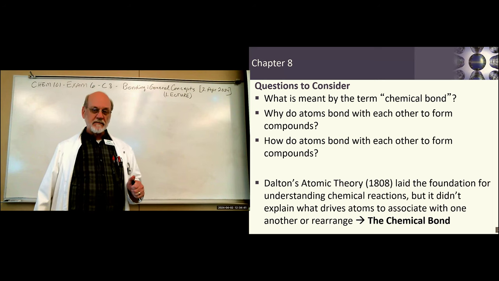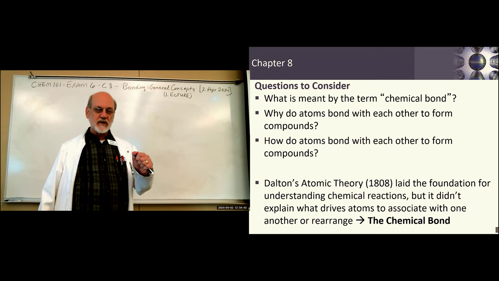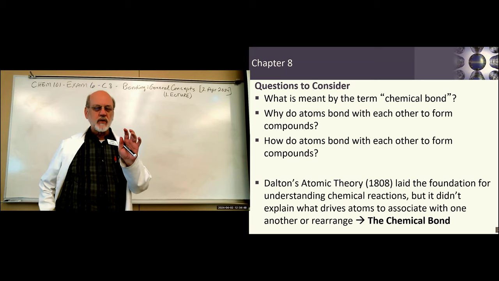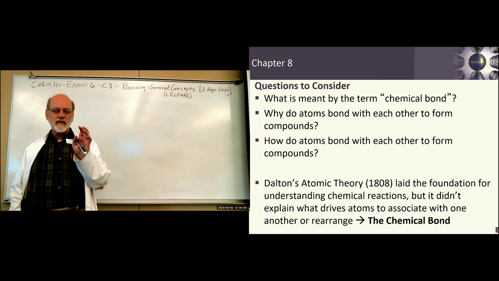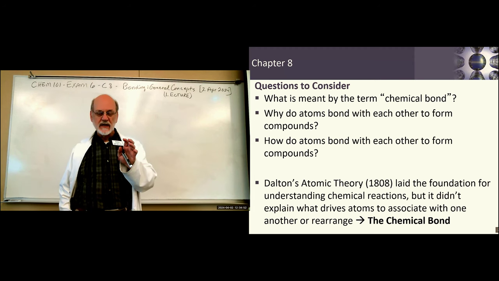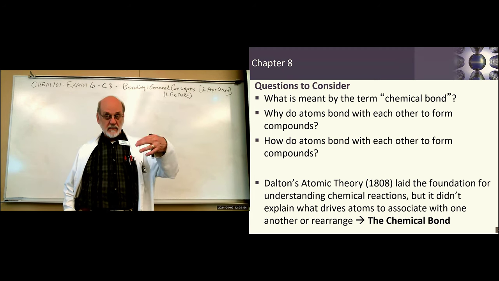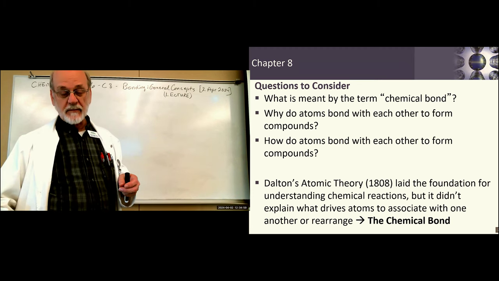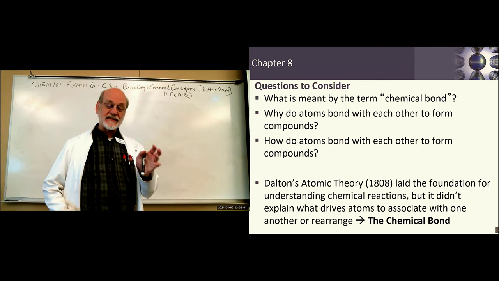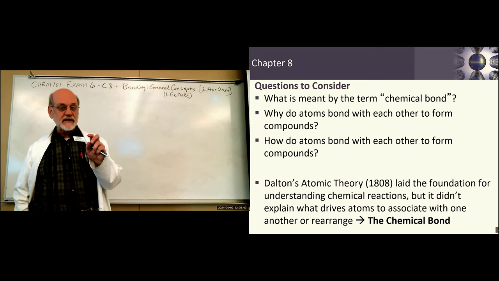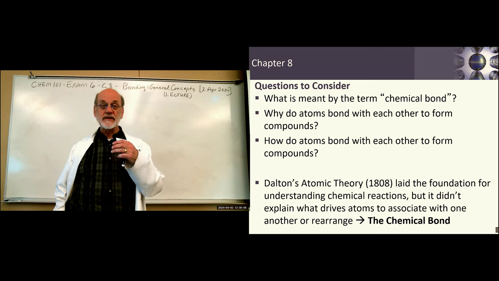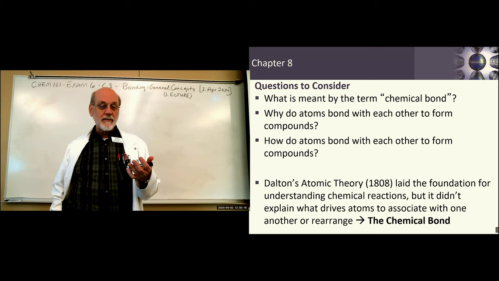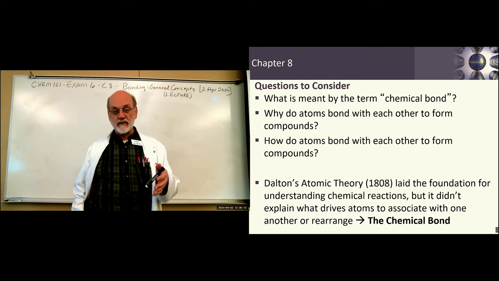And the first place we're going to start, we're going to pick it up with Dalton's atomic theory. That's where the foundation was laid for the understanding of atoms. And then it progressed from there. Of course, at that time, Dalton wasn't able to explain anything about the association of one atom with another, the chemical bond.